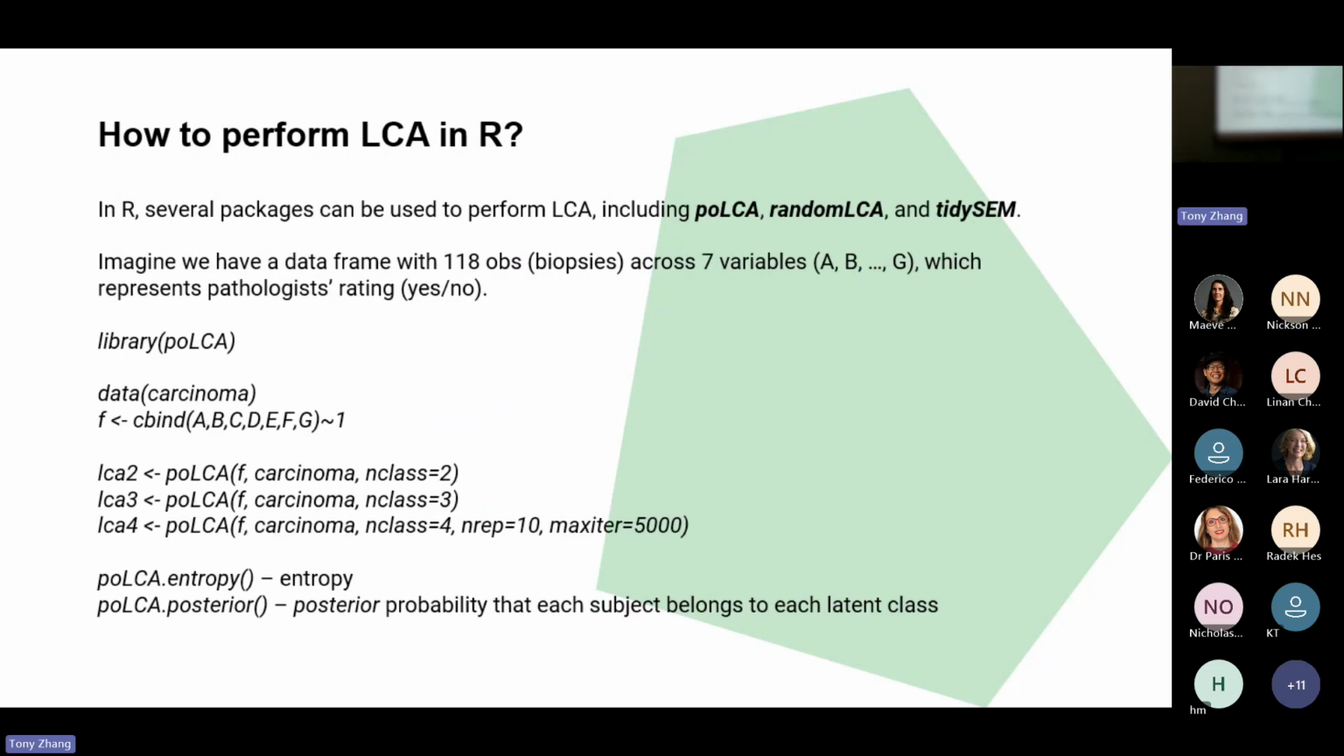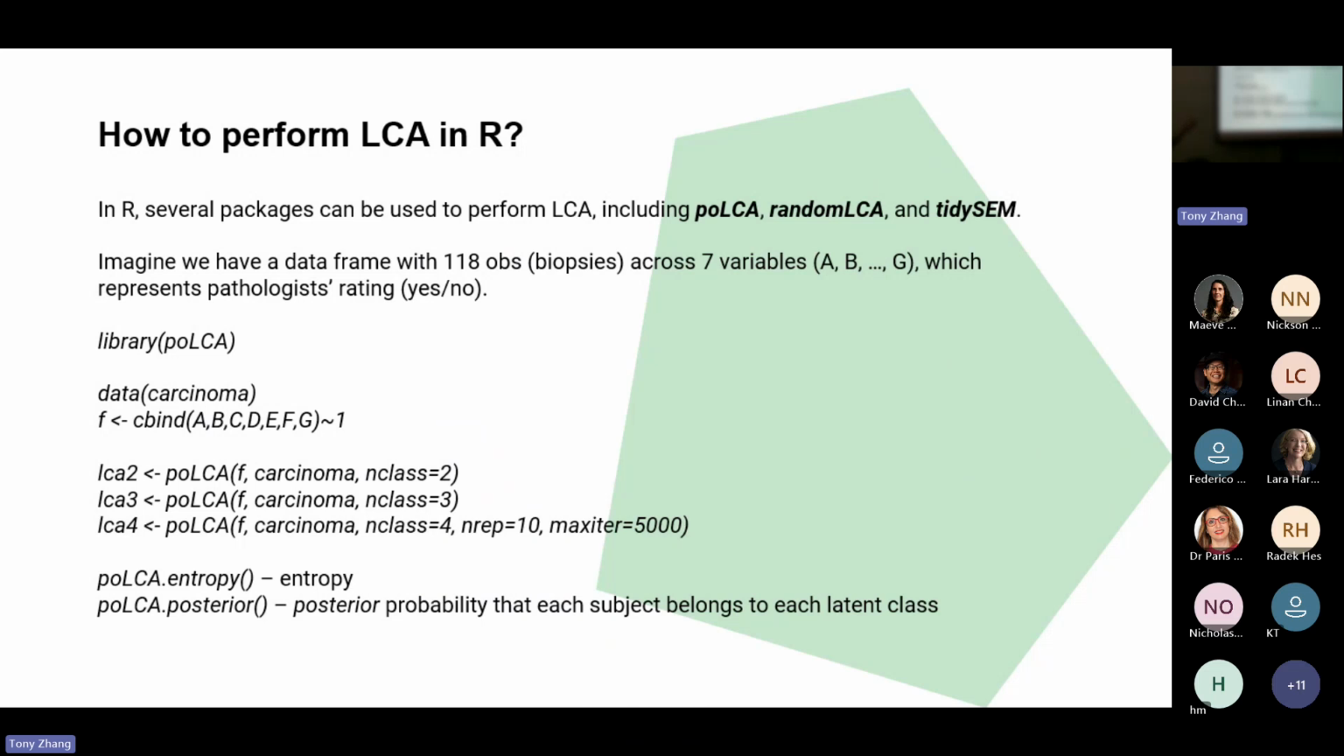And how do we perform LCA in R? Several packages can be used, for example, poLCA, randomLCA, and tidySEM. poLCA is the most commonly used one. It's very popular. So basically, imagine we have a data frame of 180 observations, biopsies, and we have 7 variables. Each variable is a rating from a pathologist on the presence of a medical condition or a disease, right?